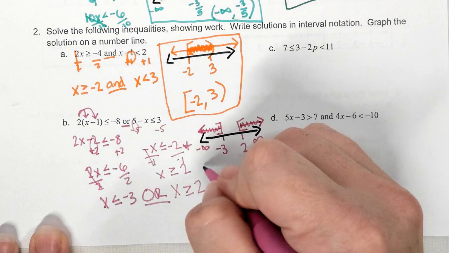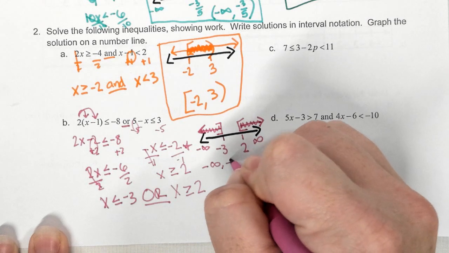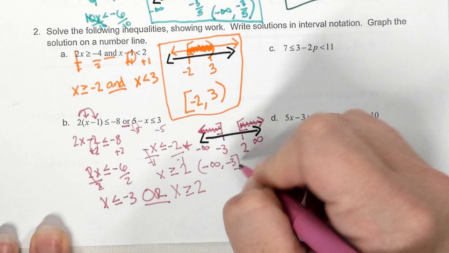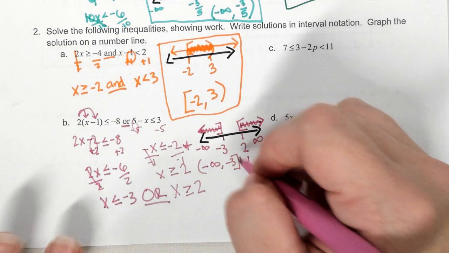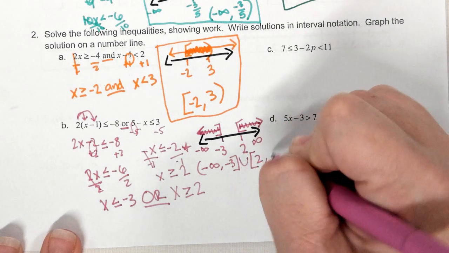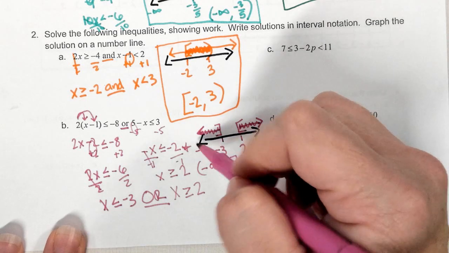Therefore, it goes from negative infinity all the way to negative 3. And then it takes a break. It has a gap. That's where the u goes, in the gap. And it picks back up at 2 and goes all the way to infinity.